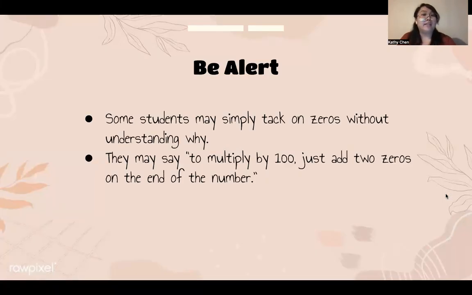So be alert. Some students may simply tack on zeros without understanding why. They may say to multiply by 100, just add 2 zeros at the end of the number. And this is not true. So later on, when they do problems with decimals, that justification no longer applies. So we have to be careful when students say, just add 2 zeros to the end of the number when you multiply by 100. They have to understand where those zeros come from.